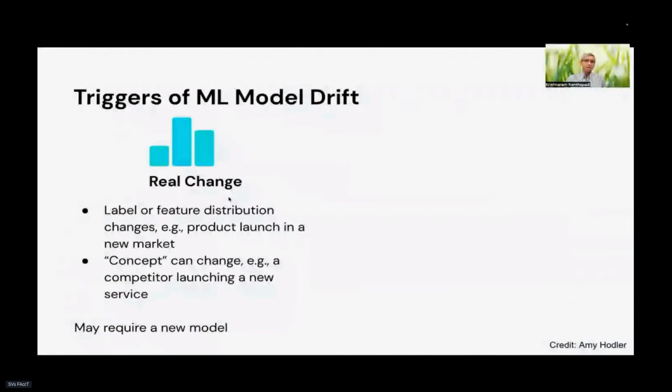Next, let's look at the factors that may lead to such types of drift. Broadly, we can categorize these into two types. The first one is what I have denoted here as real change. This corresponds to a setting where the label distribution or the feature distribution can change. For example, there may be a product launch in a new market, and as a result, the input distribution as well as the output distribution may be different.